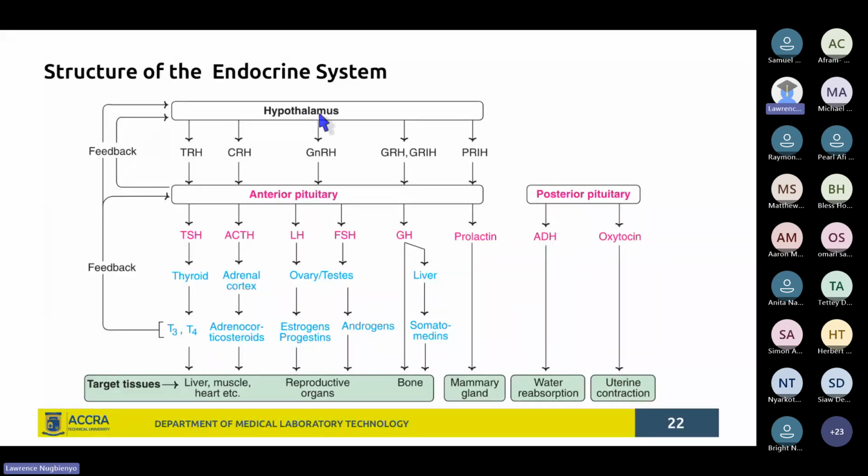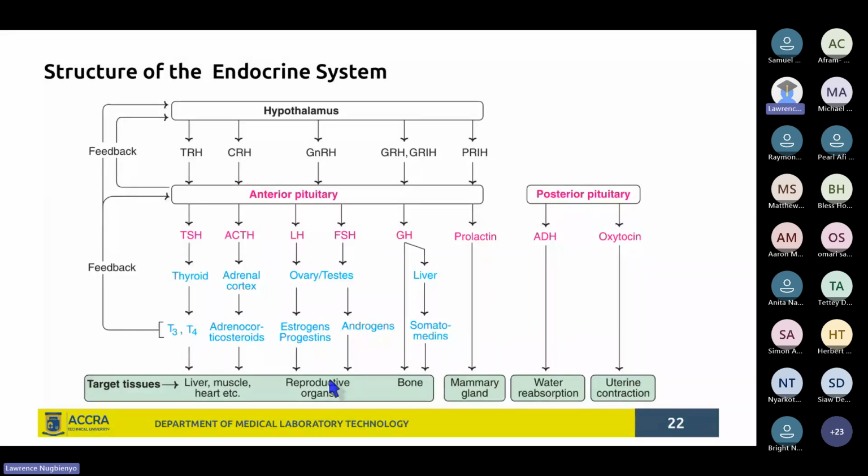You have, again, the hypothalamus, which releases gonadotropin releasing hormone, which will act on the anterior pituitary to secrete luteinizing hormone and follicle stimulating hormone. These two act on the ovaries and the testes. The ovaries then secrete estrogens and progestins in females. In males, the testes produce the male sex hormones, androgens. And these will act on the reproductive system.